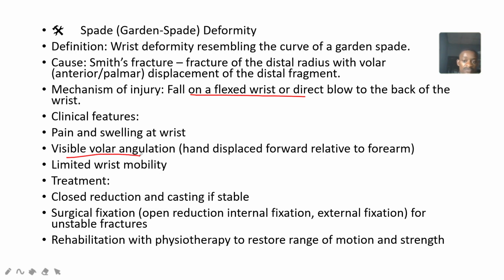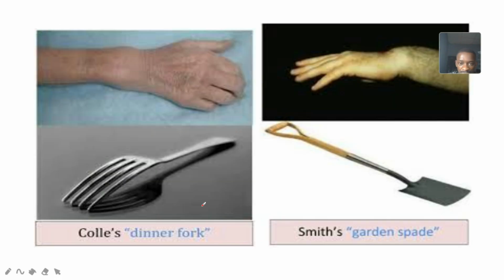The hand is displaced forward relative to the forearm, and there's limited wrist mobility. You're not able to use your wrist like you should. So treatment is closed reduction and cast, and also surgical fixation where they can use internal or external fixations for unstable fractures.